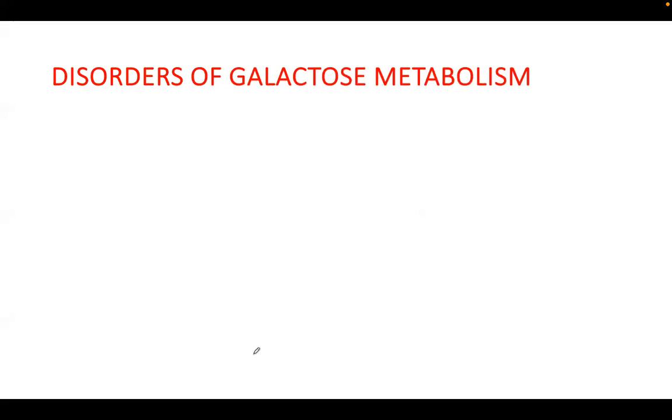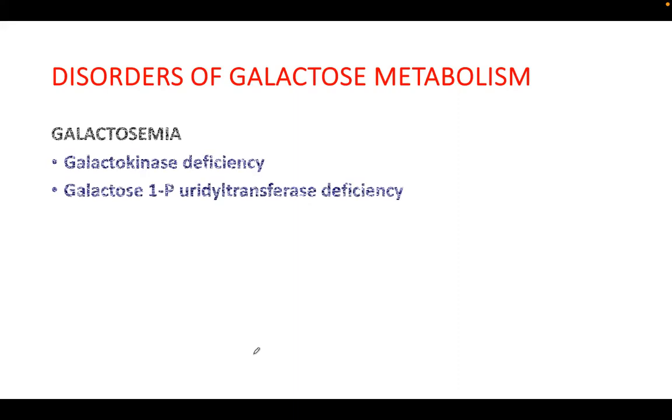Now, as we end this module, I need to remind you for your examinations regarding the disorders of galactose metabolism. So number 1 on the list, and this is the only thing you have to bring with you, it's galactosemia. It can either be a deficiency of galactokinase or a deficiency of galactose uridyl transferase. Some would refer to this as GALT. So these are the 2 enzymes that can be deficient in galactosemia.